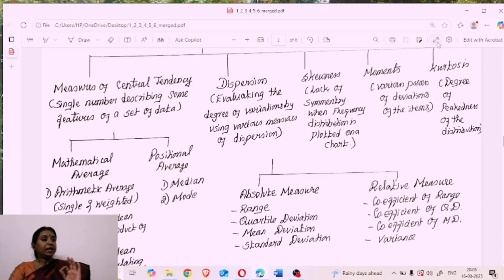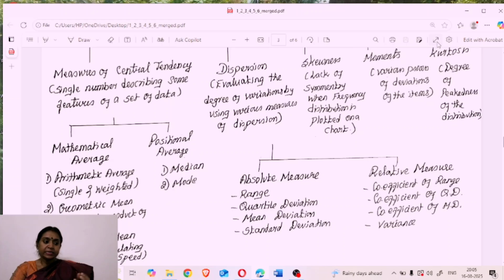Under mathematical average, arithmetic average, geometric mean and harmonic mean come here. Simple mean and weighted mean come under arithmetic. Nth root of the product comes under geometric mean. Calculating speed comes under harmonic mean, and median and mode come under positional average. Median means midpoint.